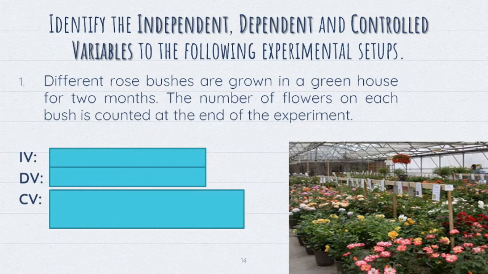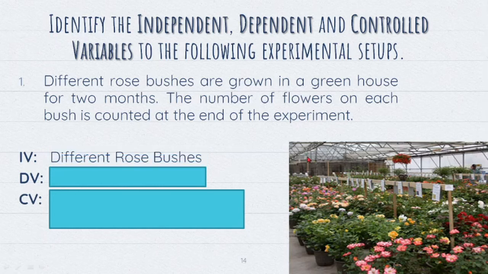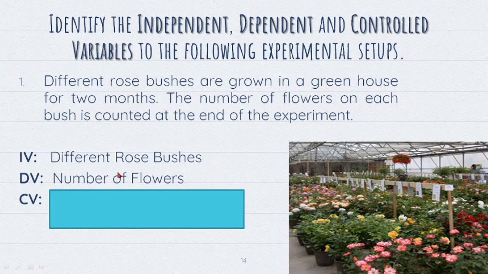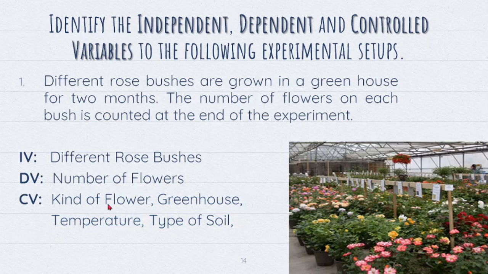Okay, so let us have some exercises. I want you to identify the independent, dependent, and controlled variables in the following experimental setups. Number 1: different rose bushes are grown in a greenhouse for 2 months. The number of flowers on each bush is counted at the end of the experiment. Based on the situation, what is our independent variable? Our independent variable is the different rose bushes, because this is the factor that we are manipulating. What is the factor that we want to observe, or what is our dependent variable? The number of flowers is our dependent variable. And what are the controlled variables? The kind of flower, greenhouse, temperature, and type of soil.